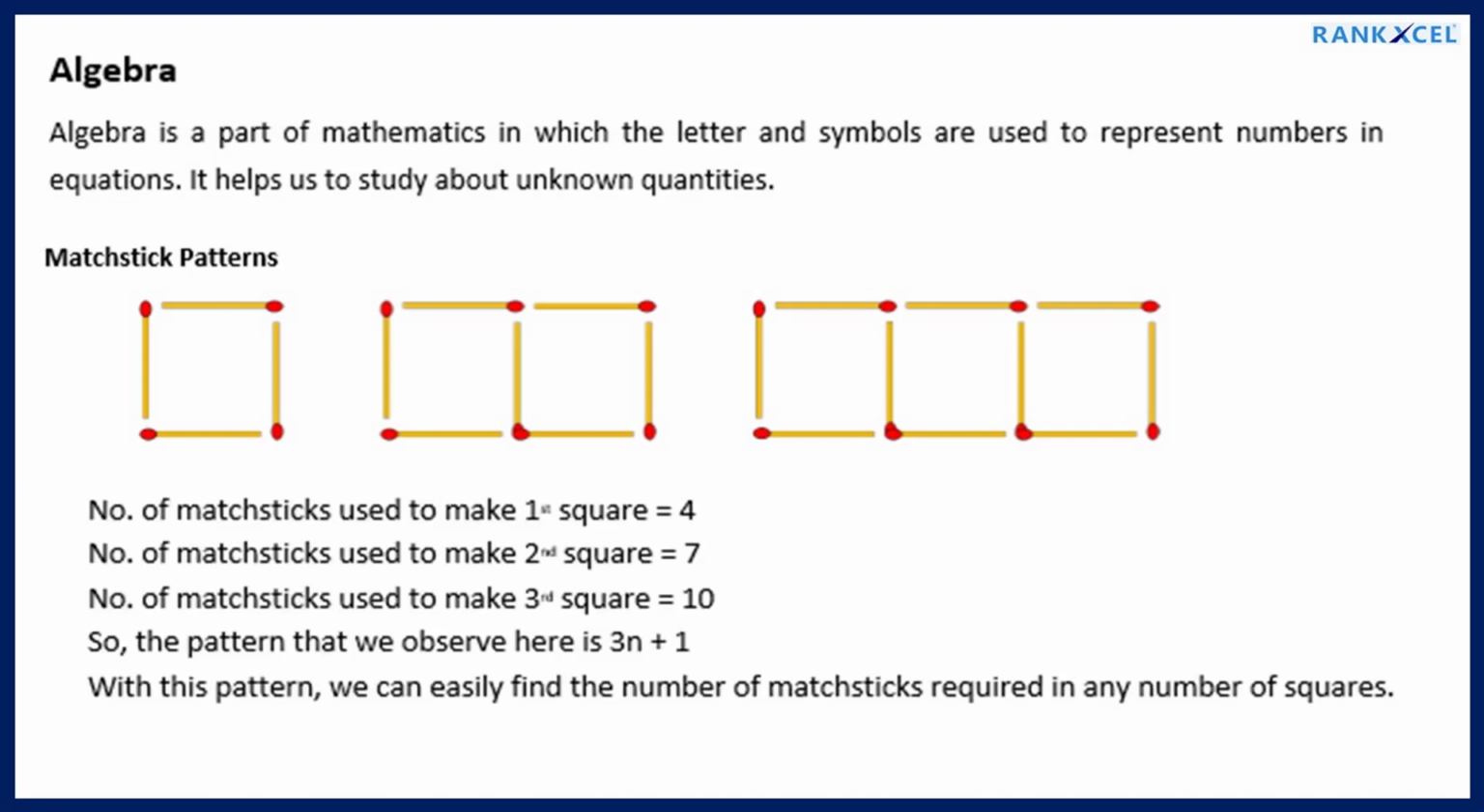Matchstick patterns. Number of matchsticks used to make the first square equals 4. Number of matchsticks used to make the second square equals 7. Number of matchsticks used to make the third square equals 10. So, the pattern that we observe here is 3n plus 1. With this pattern, we can easily find the number of matchsticks required in any number of squares.